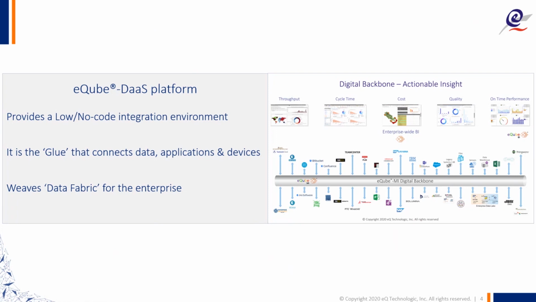So in summary, when you think about the eQube data as a service platform, you need to think about these three things. Number one, it is a low code, no code integration platform that is quite unique in the world. And in this presentation, I'm going to walk you through a couple of use cases where you'll see that. Number two is that it is the glue that connects data, applications and devices throughout an enterprise. And the third is it creates this data fabric, so you essentially have access to all of your data to create solutions. Those three things are what make this a data as a service platform.